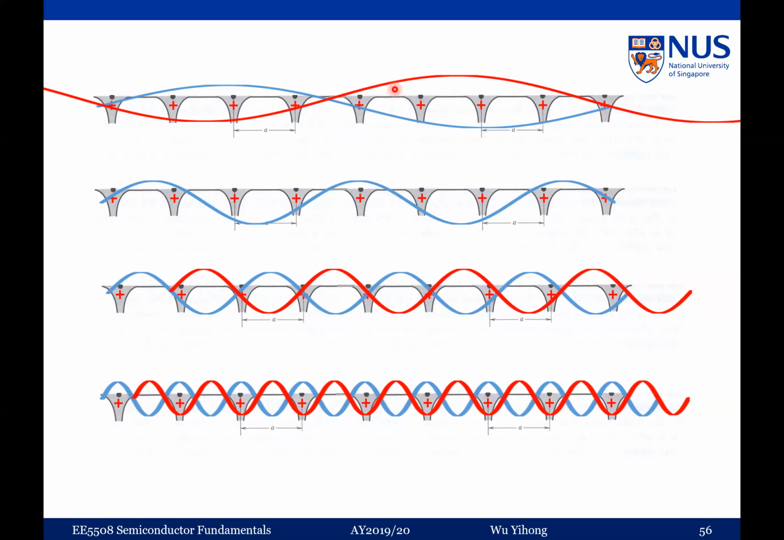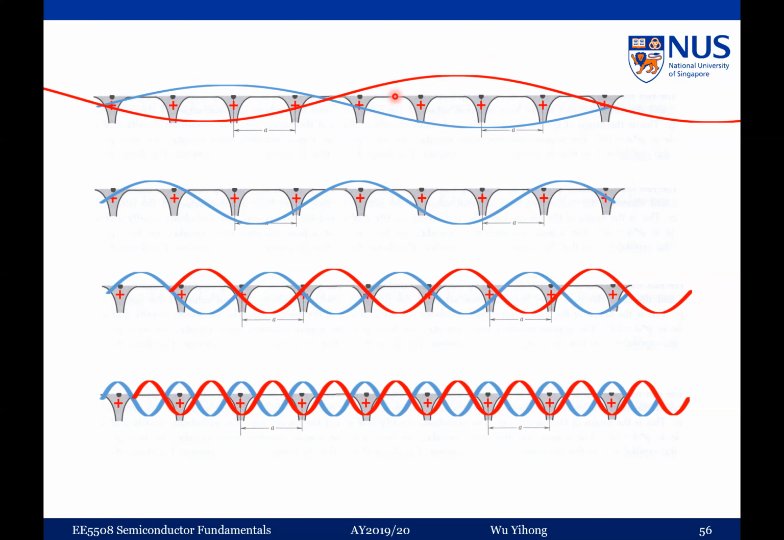Why? Because if you look at the red wave overall, for example, look at this portion, it covers several nuclei. And then you look at this blue wave, and here it also covers many nuclei. That's why the averages are exactly the same. There's no difference, so that's the reason why there is no band gap.